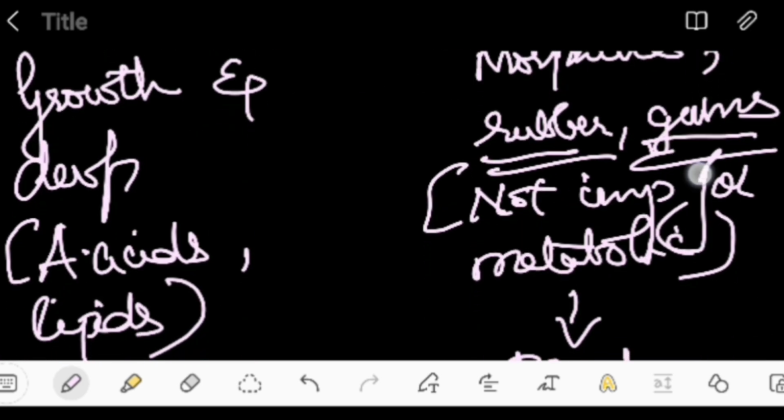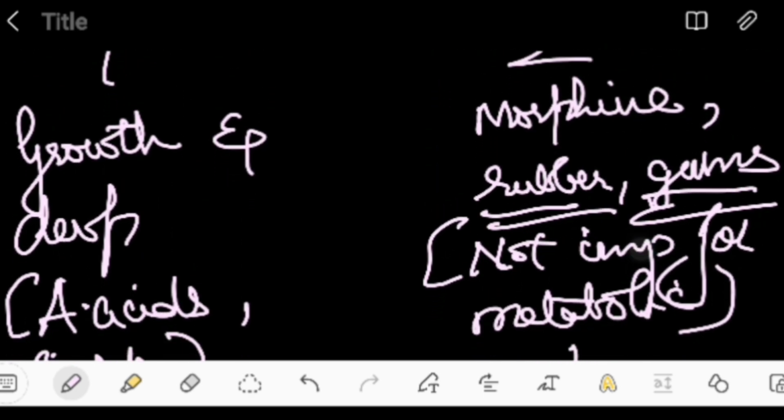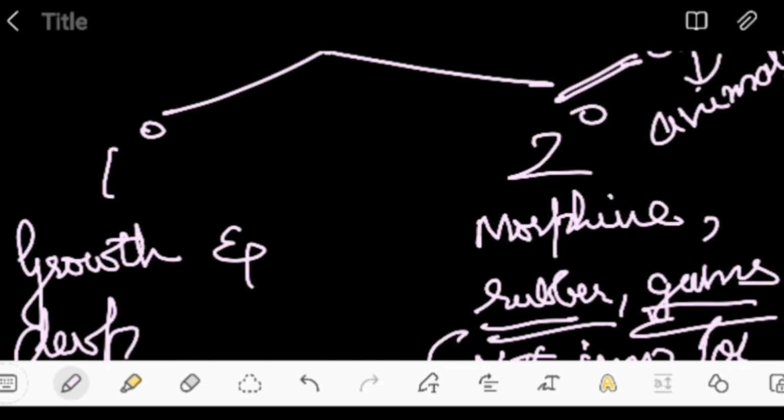Okay, so morphine, rubber, gums, etc. All these things are given by plants, and they are absent in animals. And all these things are for our welfare, and these things are put into the category of secondary metabolites. So is there any doubt regarding primary and secondary metabolites? I hope nothing. If you have any doubt, just put it in the comment box. I will be clarifying it.